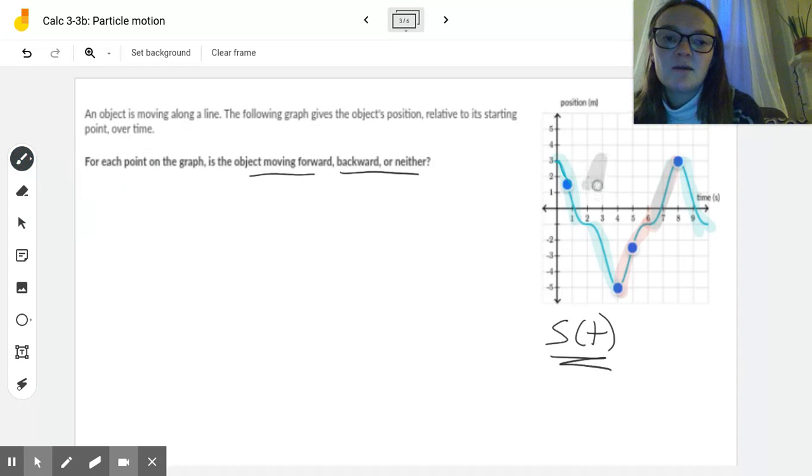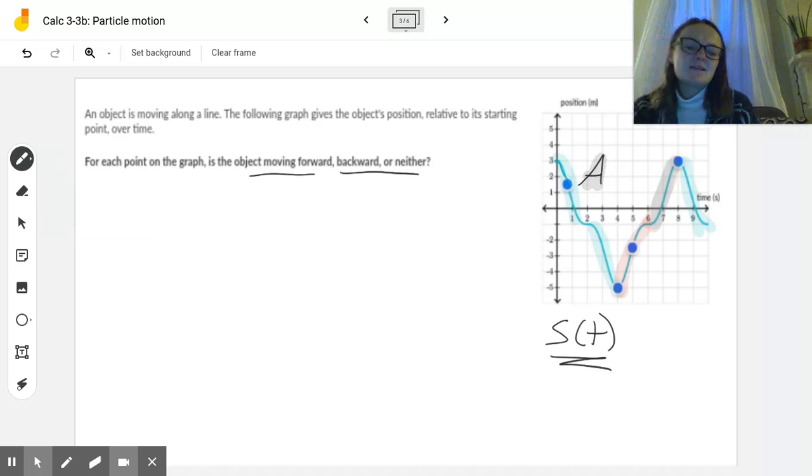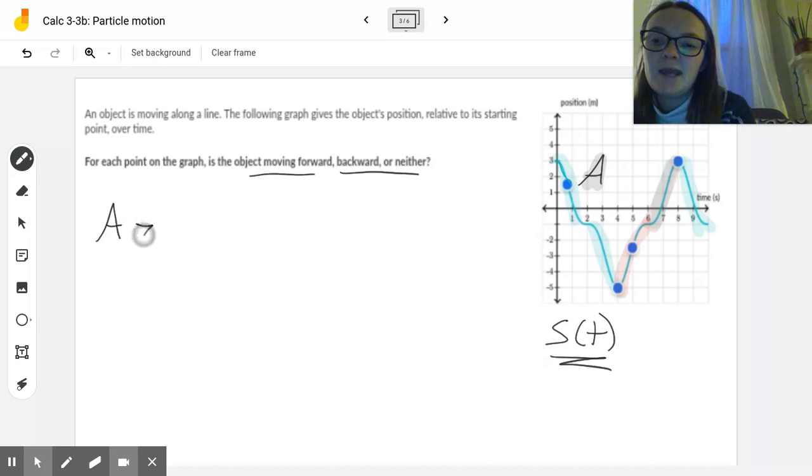All right, so the question is, for this first point here, I'll just call it A. Does it have a negative or a positive slope? Well, looking at it, it has a negative slope, so I can say that point A is moving backwards. In some cases, you might say it's moving left. Left and backwards are about the same.